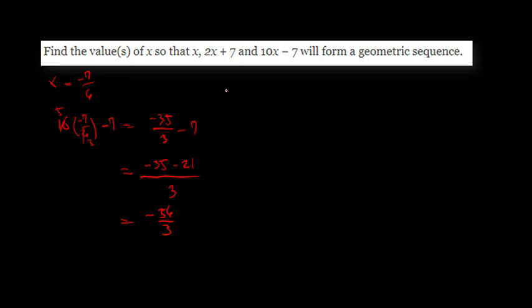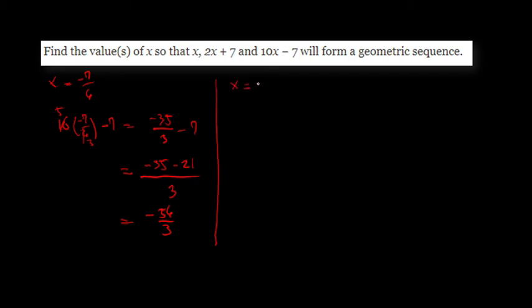So the terms are, pwede nyo siya i-check actually. So the first term is negative 7 over 6. The second term is, ano nga yun? Nakalimutan ko second term. And the third term is this one. You can check it by yourself. Tama ba siya? If they have the same quotient, then your answer is correct.